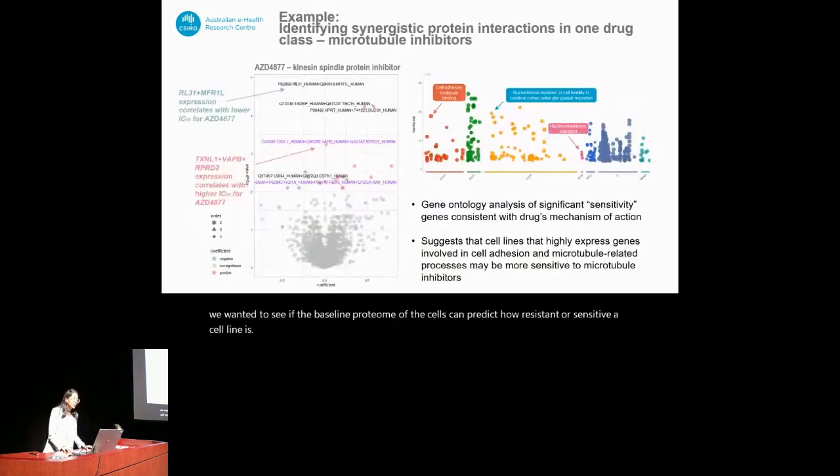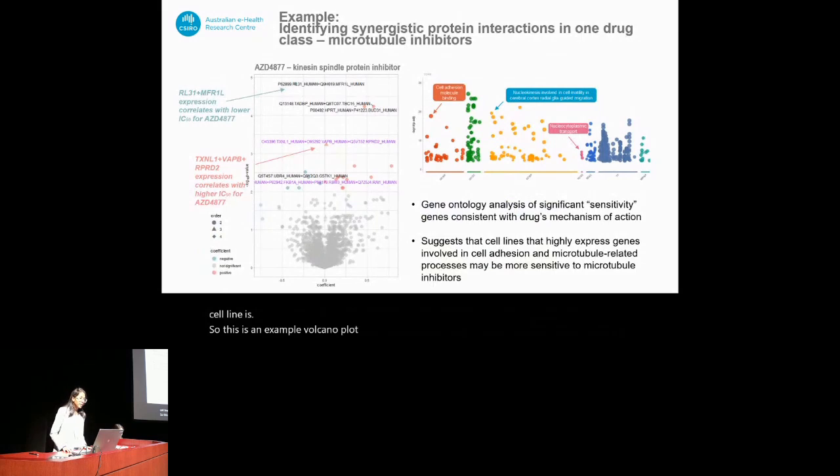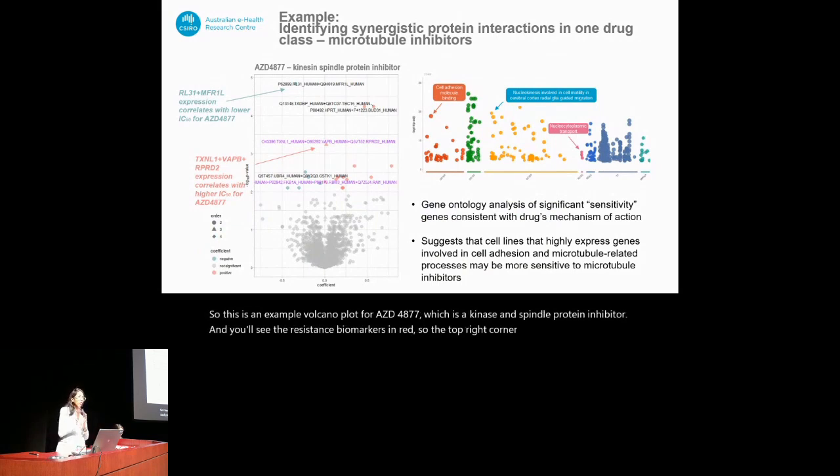So this is an example volcano plot for AZD4877, which is a kinesin spindle protein inhibitor. And you'll see the resistance biomarkers in red. The top right corner means that the coefficient is positive, which means that they're positively correlated with the IC50, therefore resistance biomarkers. And then you have the sensitivity biomarkers, which are in green with a negative coefficient.